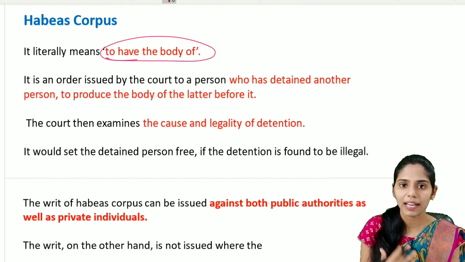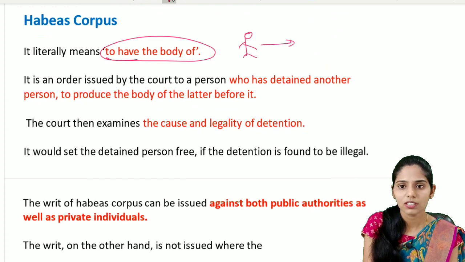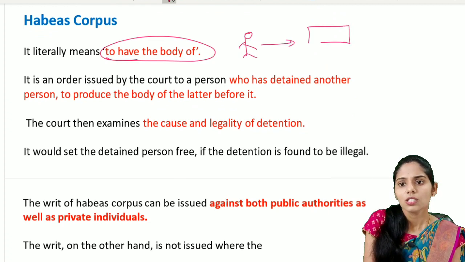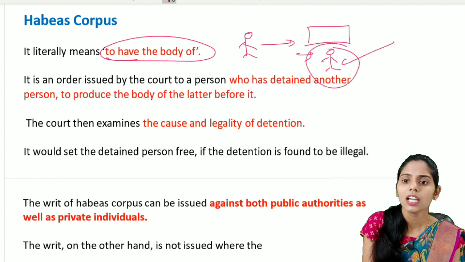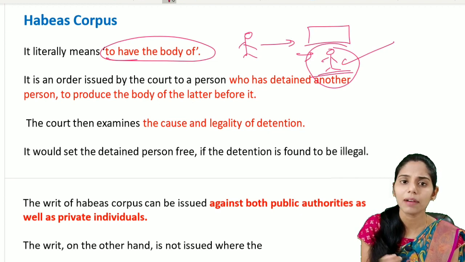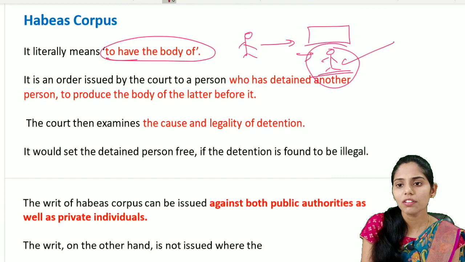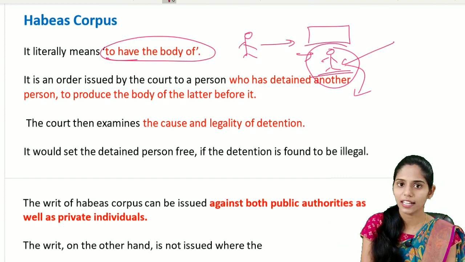Let me take myself as an example. I am a citizen of India. I went out just for shopping. Suddenly a policeman came and arrested me without stating any charges. Without any charges on me, the policeman arrested me. So it is violating my fundamental right, correct? Whenever my fundamental right is violated, I can go to the Supreme Court directly.